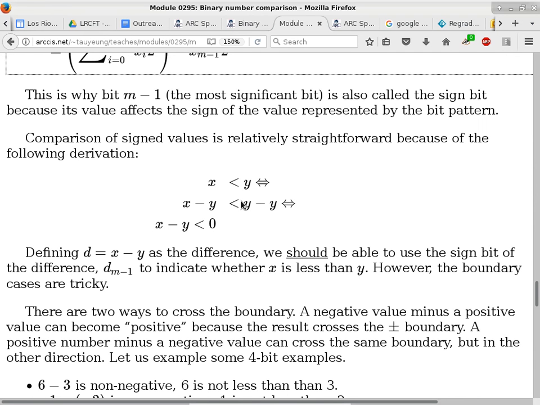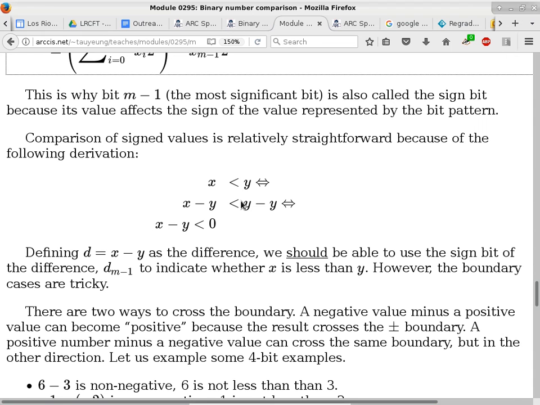Okay, so with that one, we only have to rely on the carry flag. But with signed values, hey, we can use the sign bit. We can carry out the actual subtraction, look at the sign bit of the difference. If the sign bit of the difference is a 1, which means the difference is negative, then we can conclude that x is less than y. That would be too easy.